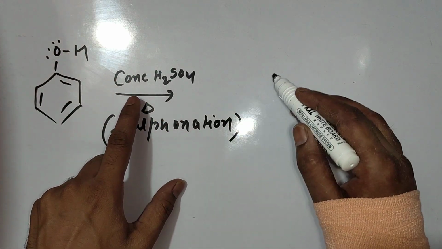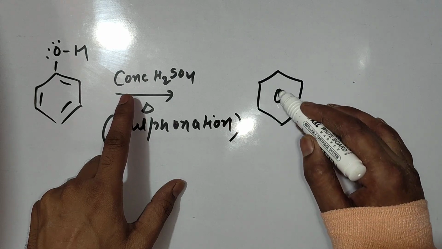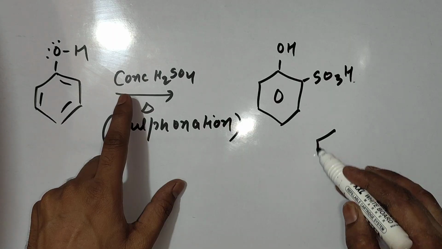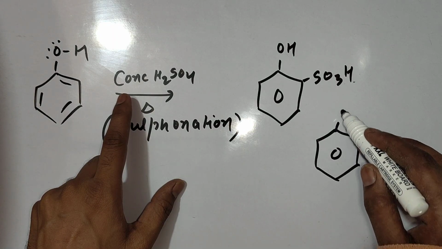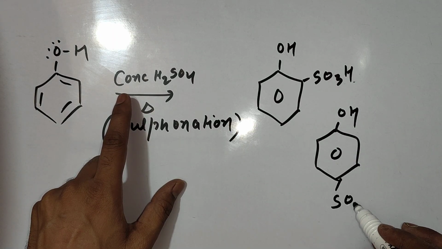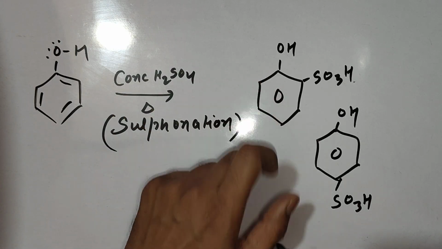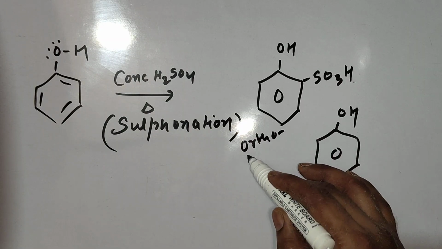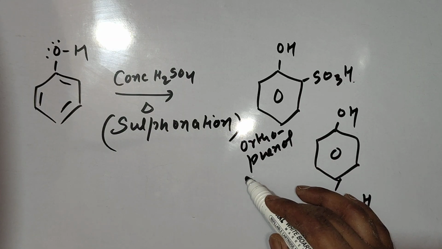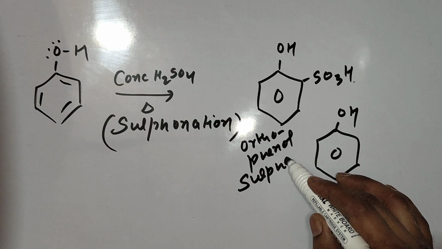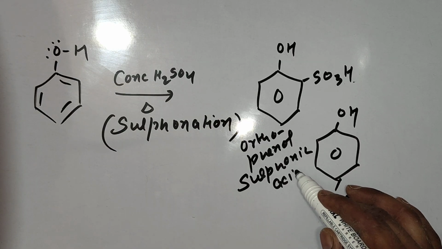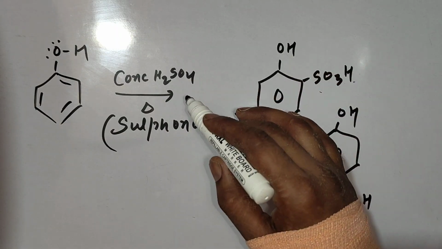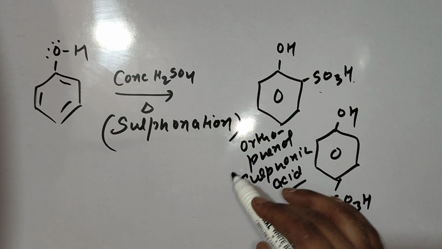So what will happen? Obviously ortho and para positions will be attacked like this. The name of the compound will be orthophenol sulfonic acid. Here the sulfonic group is the principal functional group, the main functional group, and this is the side one. So that's why the name is orthophenol sulfonic acid.